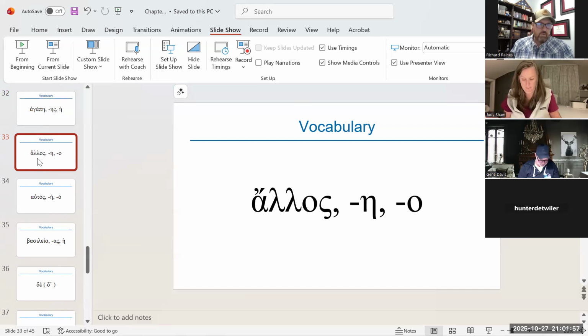Somebody pronounce that second word, this next word here. What is that? Allos. So it's not an omega, it's an omicron, so it's a short O. Allos. Very good. And what does it mean? Page 49 at the top. Other, or another.